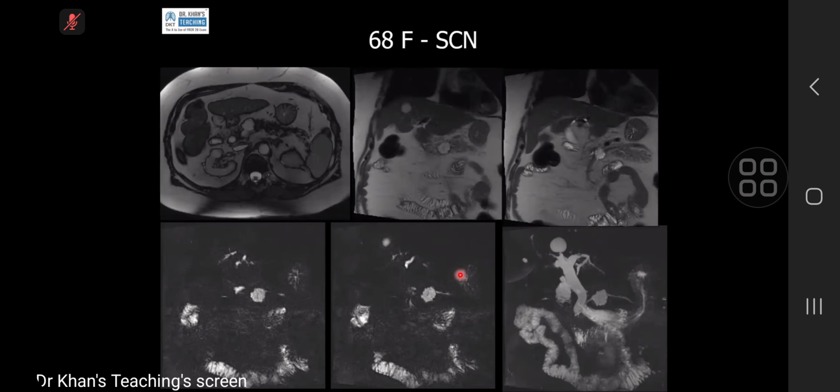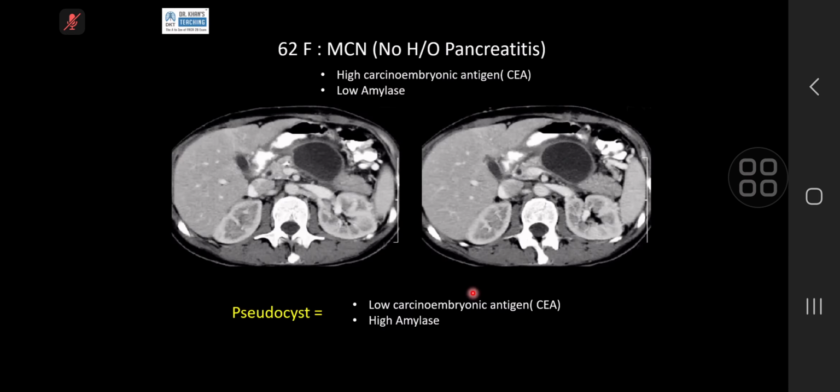Look at this one on MR. If you look carefully at this sequence, you will agree: look at these tiny, tiny cysts. So this is what happens in a serous cyst adenoma. This is on MCN, mucinous. Please always discriminate it from a pseudocyst of the pancreas.